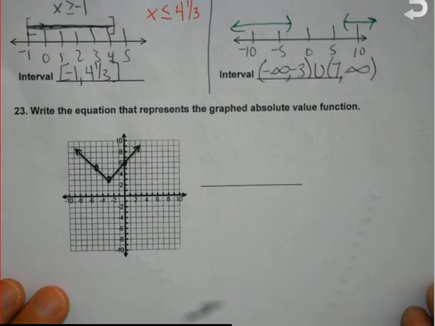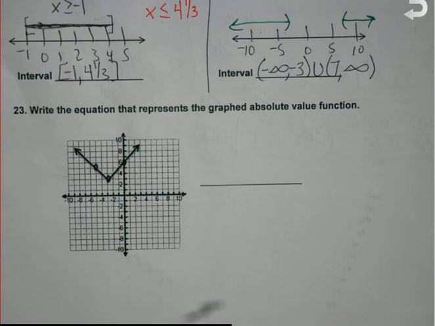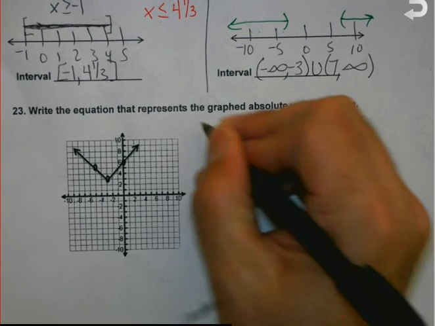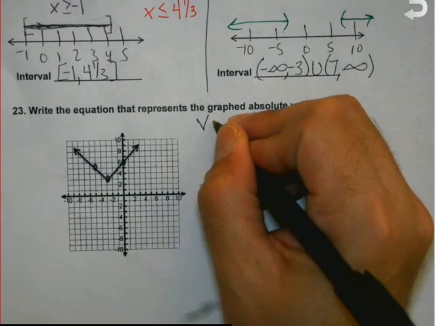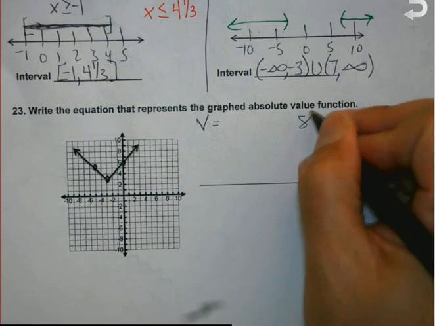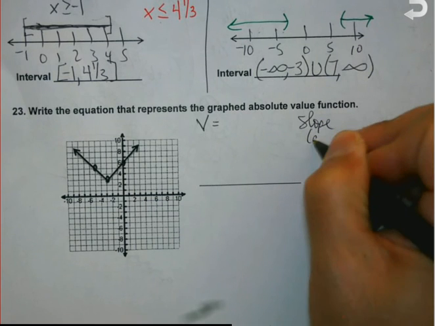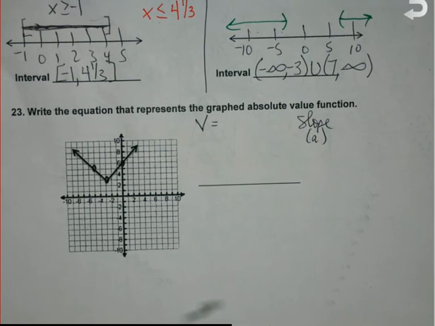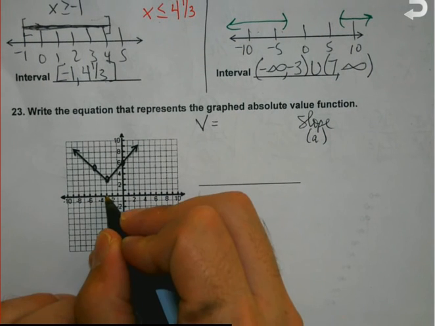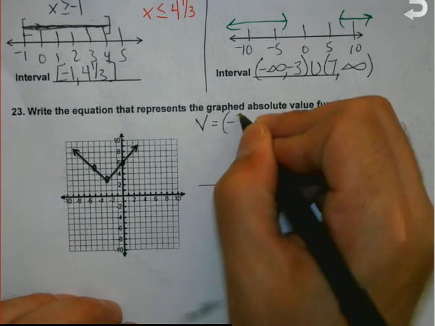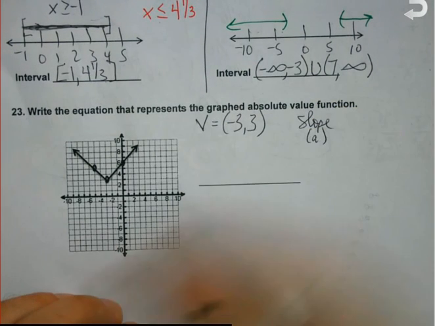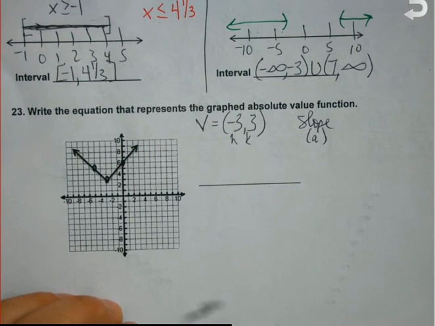And finally, write the equation that represents the graphed absolute value function. So remember, to know this, I need two things. I need my vertex, and I need my slope. I need my a value. So my vertex, that's pretty easy to find, -3, 3. So I got my h and my k here.